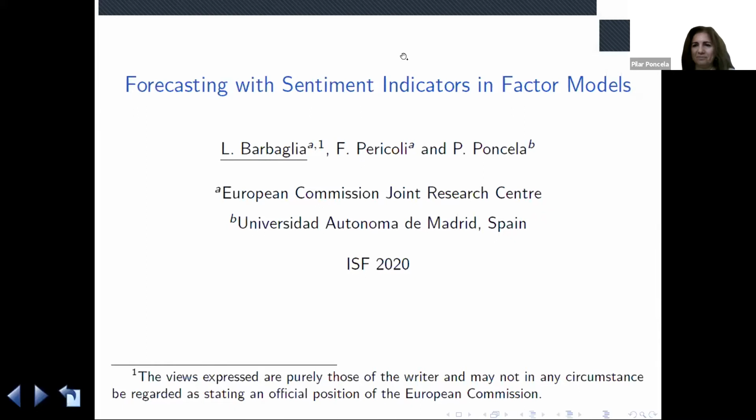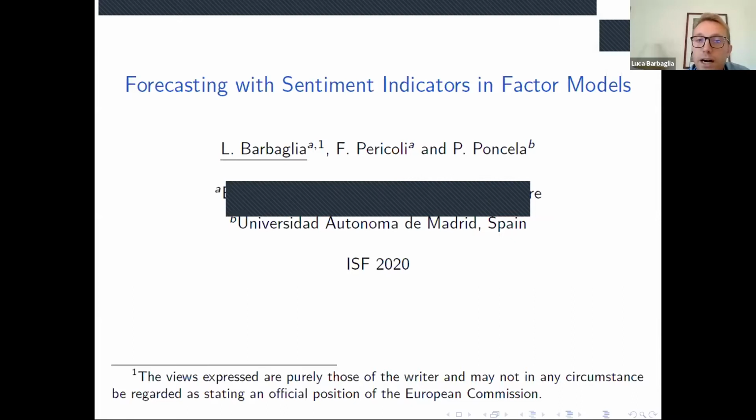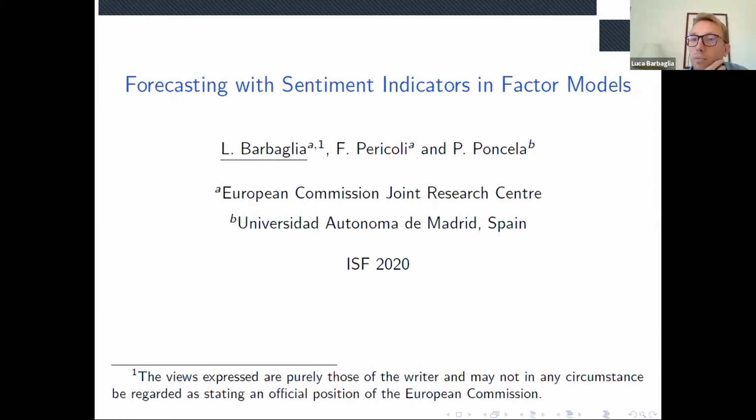Okay, thank you very much. The title of my work is Forecasting with Sentiment Indicators in Factor Models, and this is joint work with Pilar and with Filippo Pericoli. As Filippo and I both work at the European Commission Joint Research Center, the usual disclaimer applies: these are our views and not those of the European Commission.